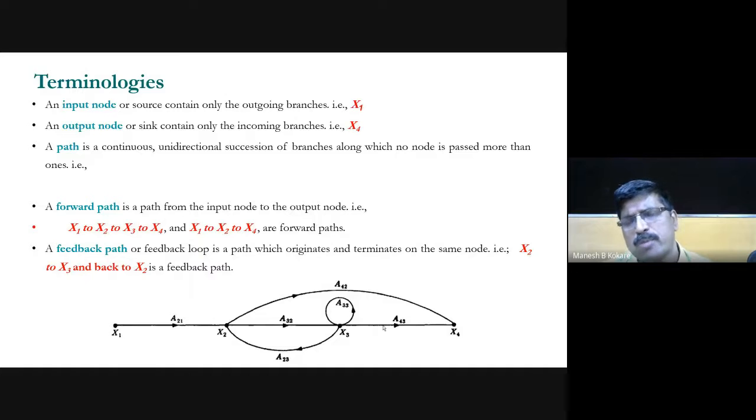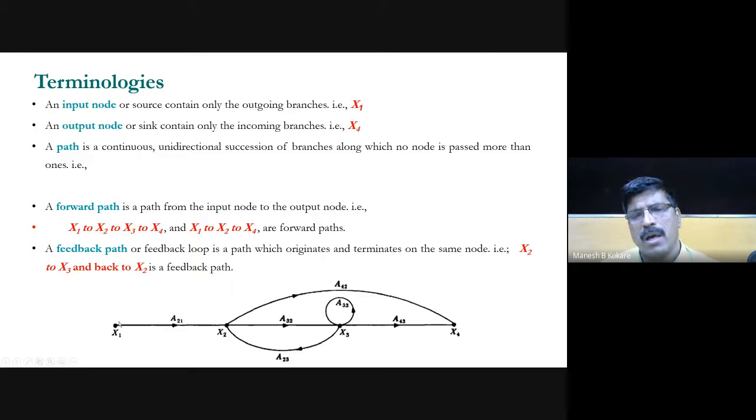For example, what is an input node, what is a source node, what is an output node, what is a sink node, what is a path, forward path, feedback path, loop, two non-touching loops, three non-touching loops, and so on. Unless and until you know all those terminologies, you will not be able to understand Mason's gain formula. So first we will study all those terminologies, and then we will study Mason's gain formula.